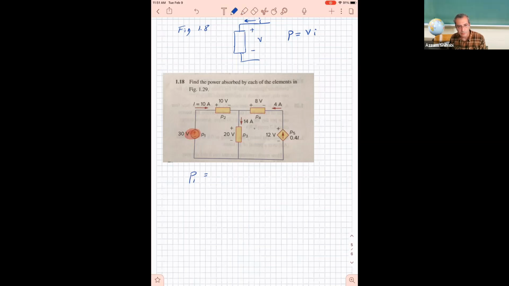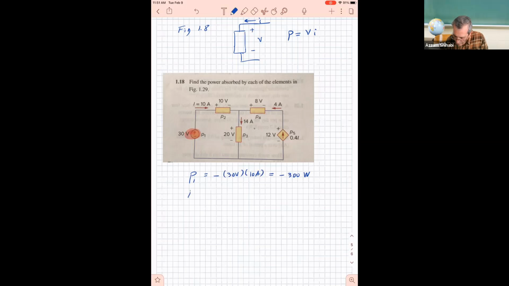P1, negative, current is coming out of the positive terminal. So negative 30 volts times 10 amps. So negative 300 watts. That's P1.